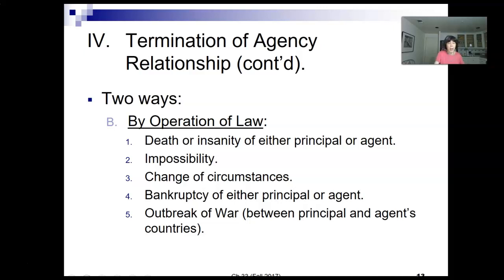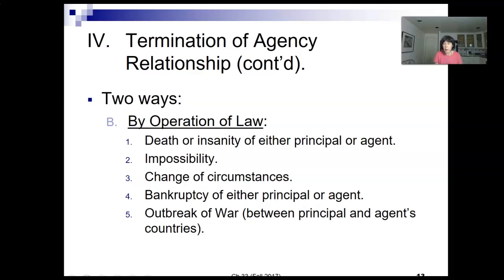All right. Impossibility just refers to the task that the agent has been hired to do. If that now becomes impossible due to circumstances, or if there's a change of circumstances, so it's no longer possible or necessary for this work to be done anymore, that can be a termination by operation of law.